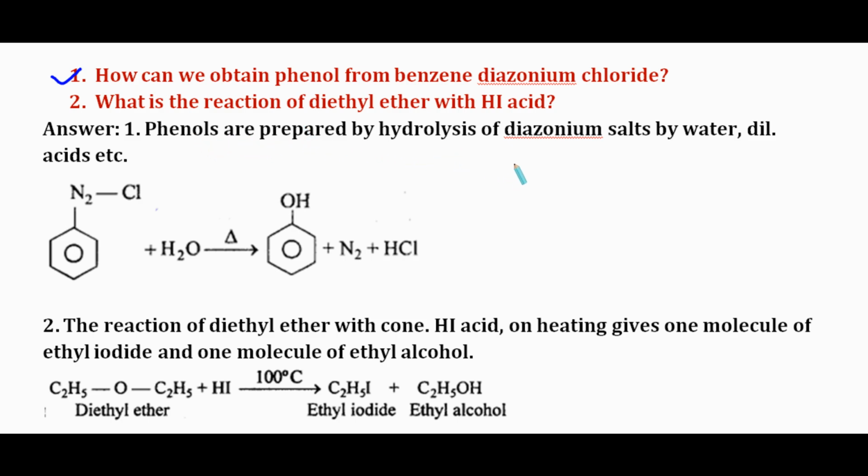Phenols are prepared by hydrolysis of diazonium salts by water and diluted acids. Example, this is diazonium chloride, this is water. After heating, we get phenols.